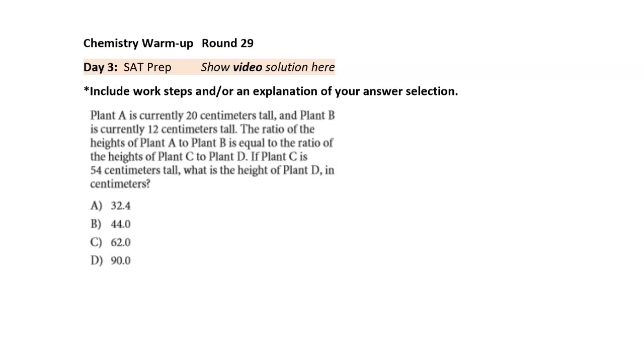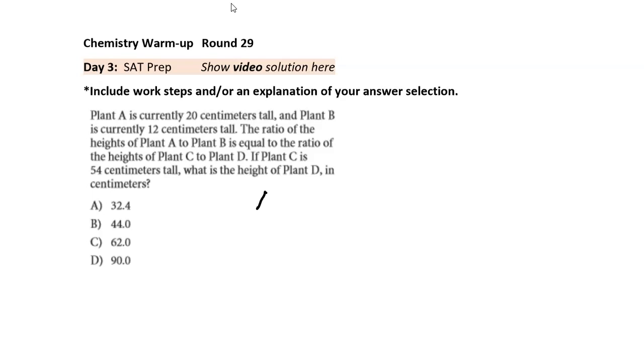If plant C is 54 centimeters tall, then what is the height of plant D in centimeters? As I was reading this word problem, the mention of these four plants and the mention of the word ratio reminds me of proportions from algebra class or from geometry class. Here's what I think it was telling me.